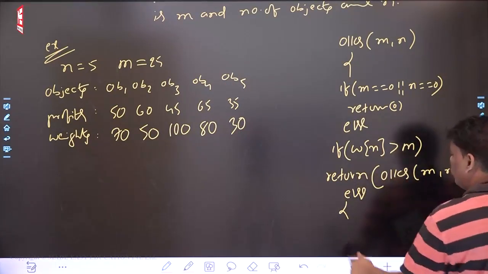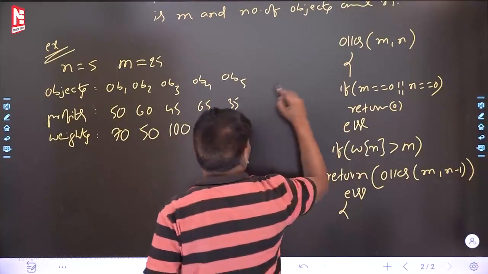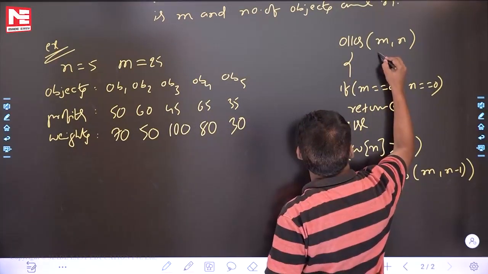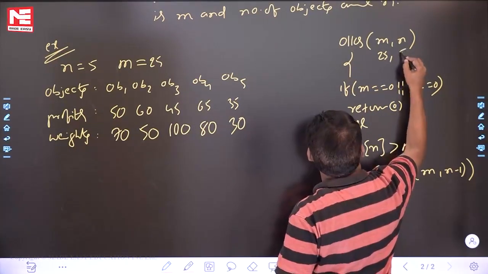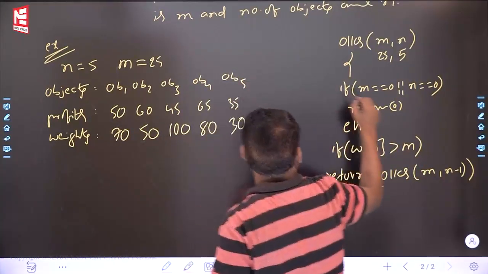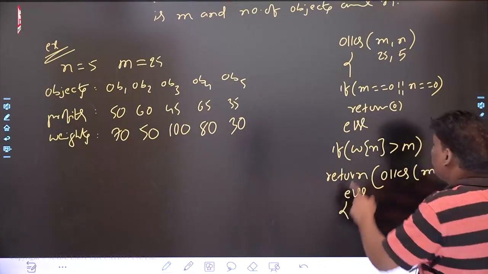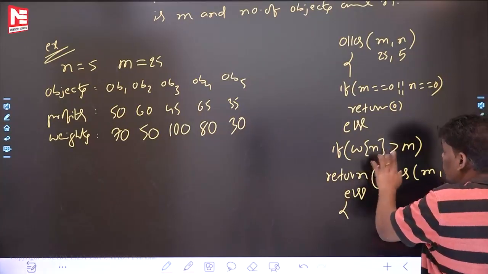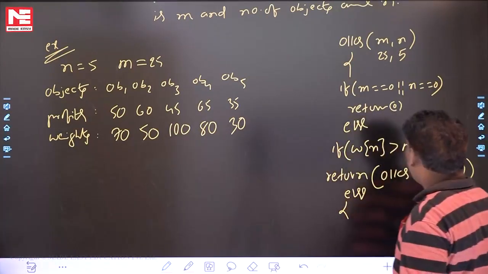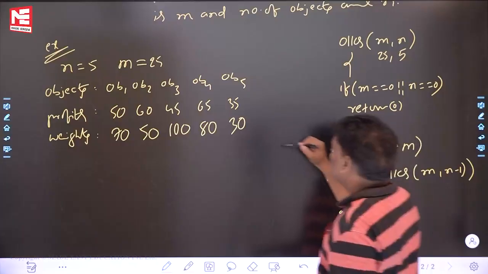Suppose this is fail. What is the meaning? Else. Indication that I am at the 5th object. Carefully listen. Capacity of the knapsack is 25. I am at the 5th object. Let me ask now. Any one 0? No. What is the weight of the 5th object? 30. Is it more than capacity? Yes, this is.